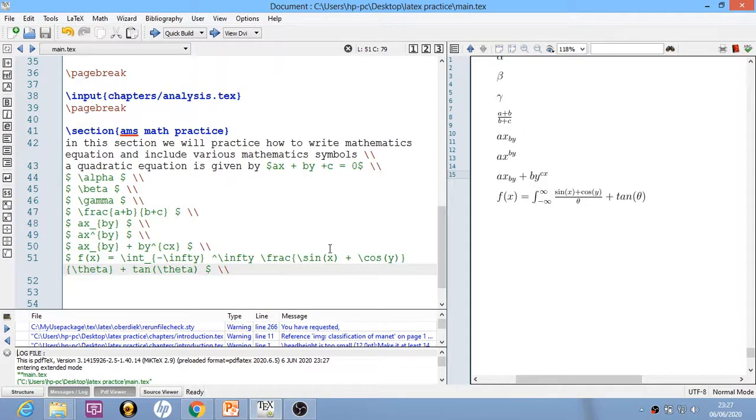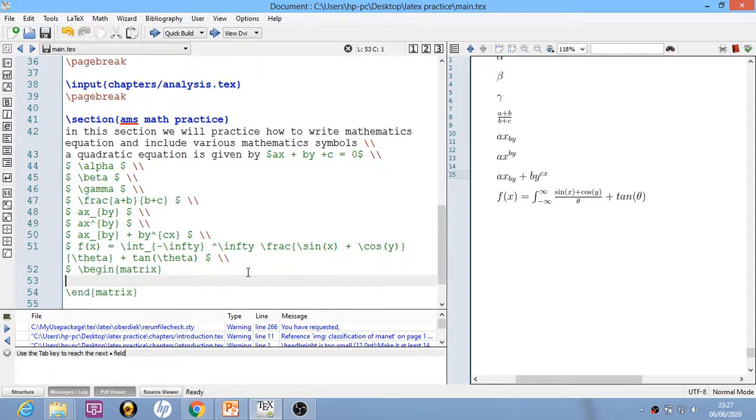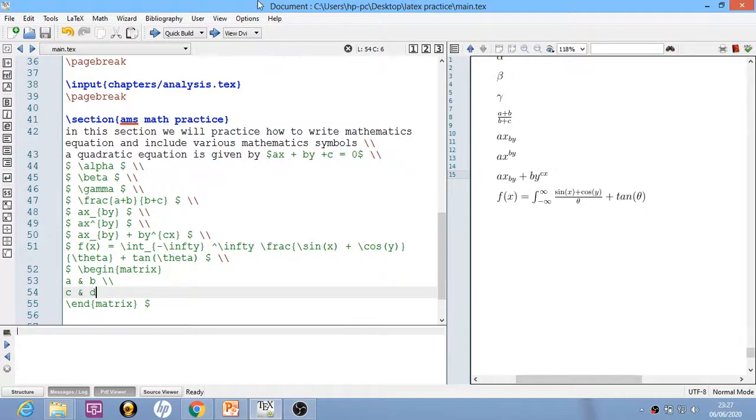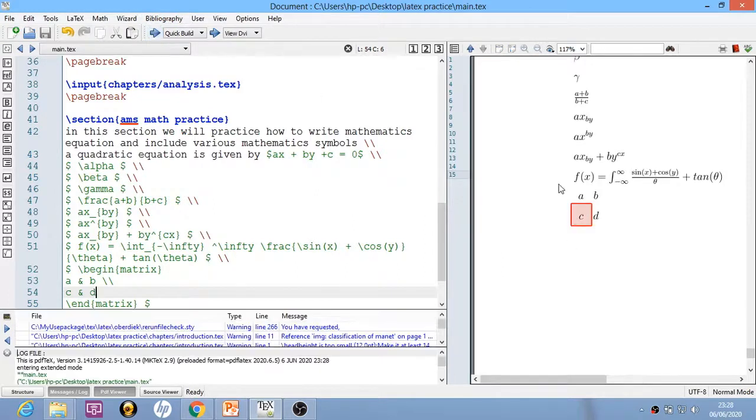So in this way you can use math mode to include any mathematical symbol or to write any equation. Okay, now suppose you want to add a matrix, so inside this dollar sign, you will write begin matrix and end matrix. Okay, so after end matrix I will end this math mode. Okay, and then I will write A, B, C, D, and I will compile this code and I will get a 2 by 2 matrix.